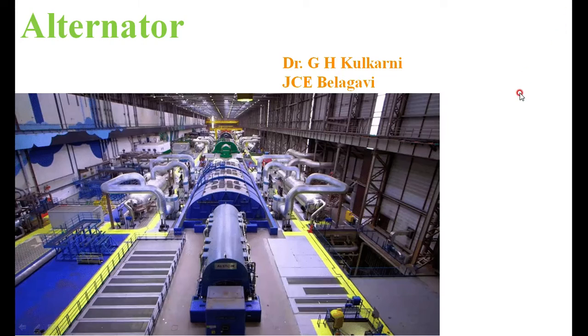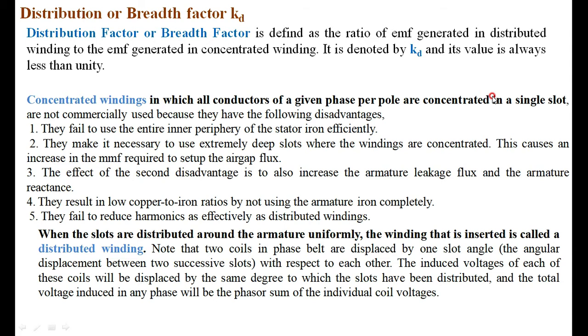In this session, we will derive the equation for distribution factor. The distribution factor for an alternator, also called the breadth factor, is defined as the ratio of EMF generated in distributed winding to the EMF generated in the concentrated winding. It is usually denoted by KD and its value is always less than unity. Even the coil span factor Kc is less than 1.